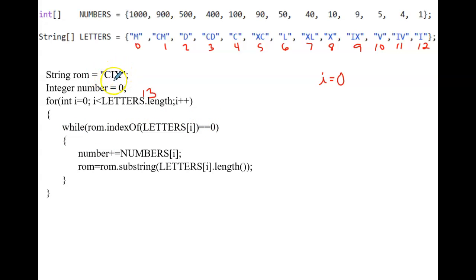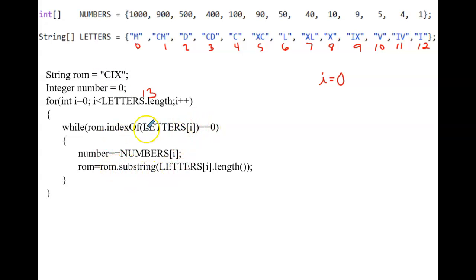ROM is a string. indexOf is going to tell us the index of the letter that is occurring in the string, and that letter is going to come from the letters array element, and since I is 0, it's element 0, which is capital M. So when we look at ROM, which is CIX, what is the index of letter M? And there is no letter M, right? So the index is not equal to 0.